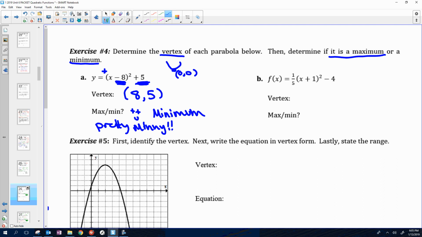Minimum. Okay, part B, I see a 1/5 here, but I don't see a negative, right? So if it's positive out there, it's going to, again, be a minimum. And that minimum will be at, change the sign, -1, down 4, -4.